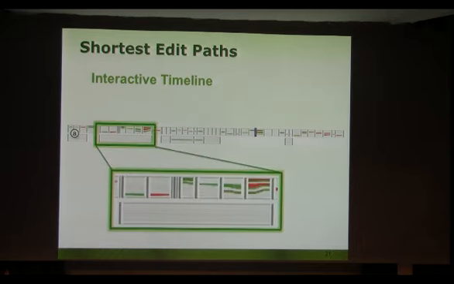Whenever the shortest path between two revisions exists, it is shown on the second row in the timeline. So we can see here that between the first revision and the last one that is zoomed, there is a shortest path, because we can see a path on the bottom row.